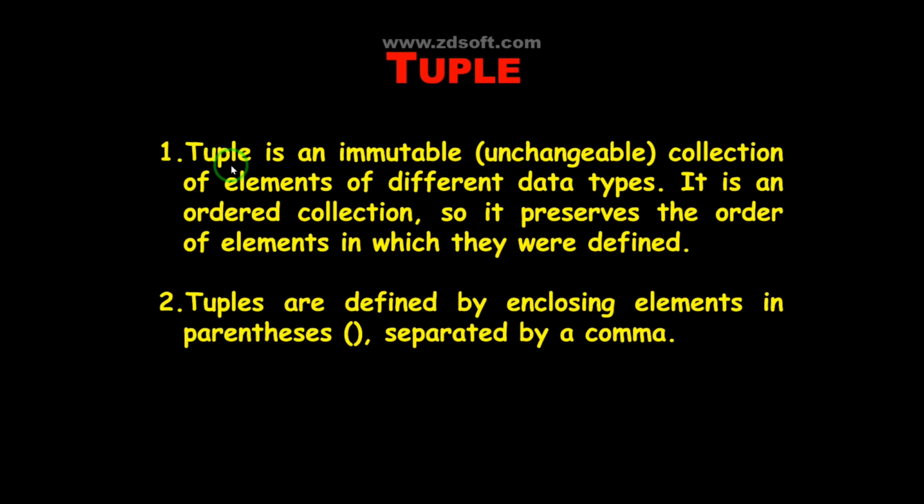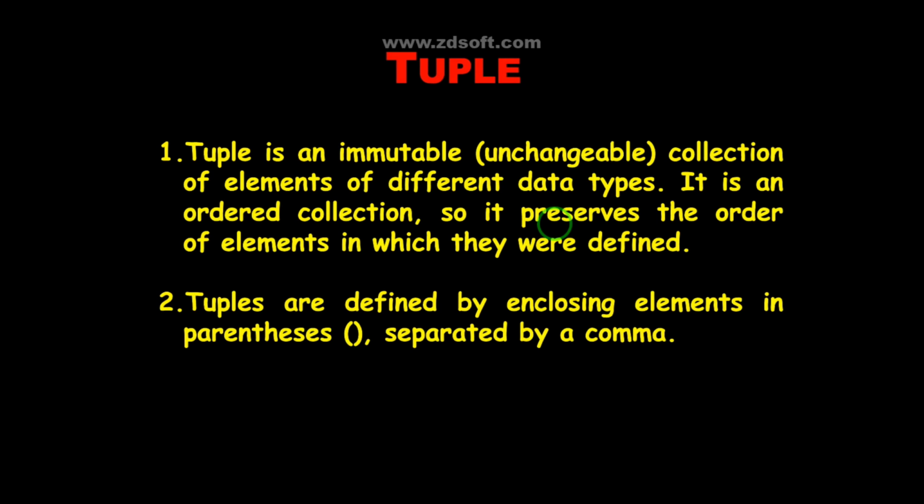So what is meant by tuple? A tuple is an immutable, that is unchangeable, collection of elements of different data types. It is an ordered collection, so it preserves the order of elements in which they were defined. The list is similar to the tuple, but the main difference is that a tuple is immutable, meaning you can't change its values once it is initialized, whereas in a list you can change, update, or delete the elements in future.